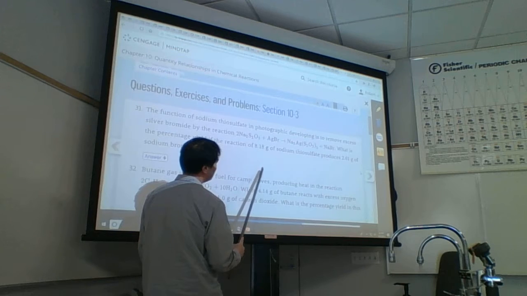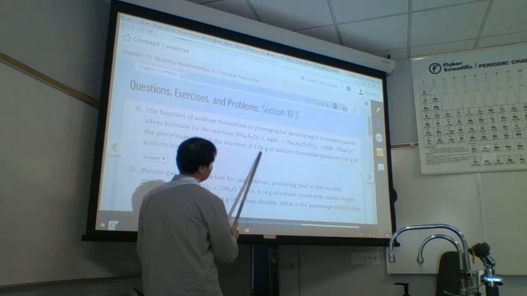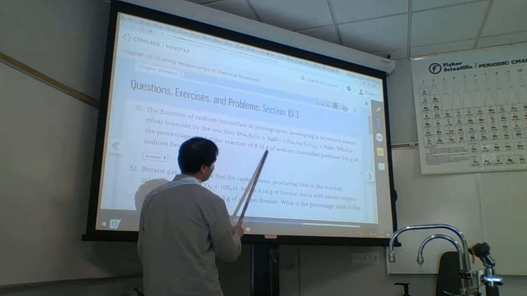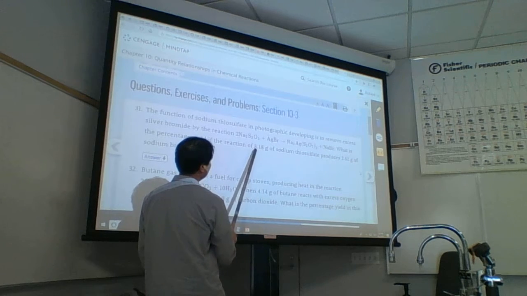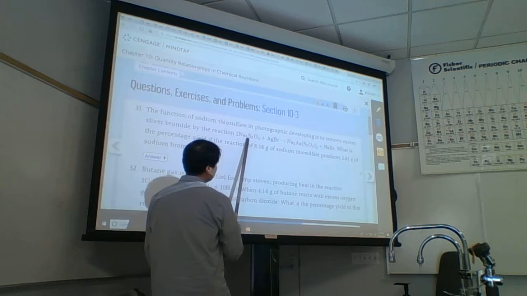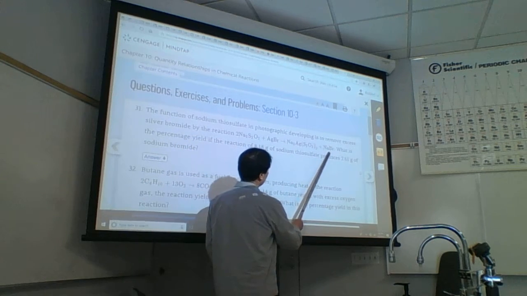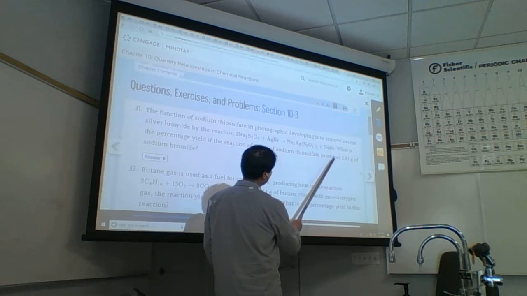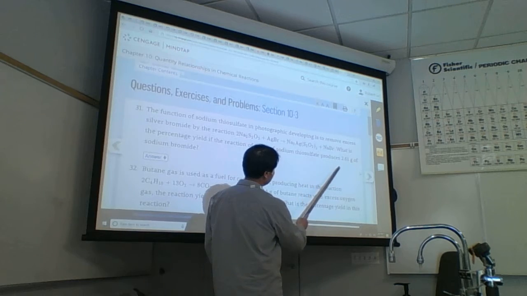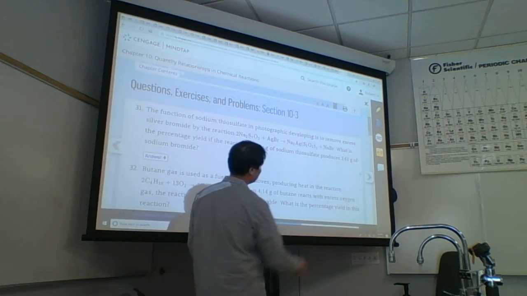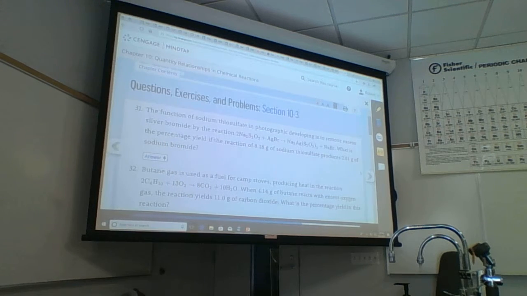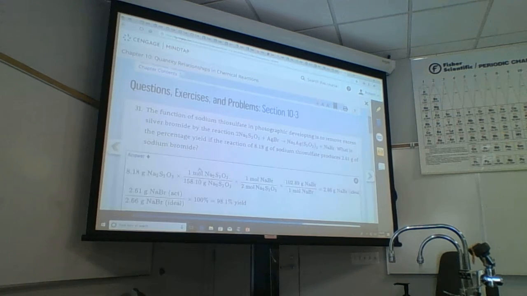But in theory, how much should they have gotten? The theoretical yield is based on stoichiometry of the starting material. So if we have 8.18 grams of sodium thiosulfate, we'll go from grams of sodium thiosulfate to moles of sodium thiosulfate here. Moles of sodium thiosulfate to moles of sodium bromide, moles of sodium bromide to grams of sodium bromide. And then compare. That's, in theory, what we should have gotten. What we actually got was this, 2.61 grams. And so this is a percent yield type problem. Let's take a look. The answer here.